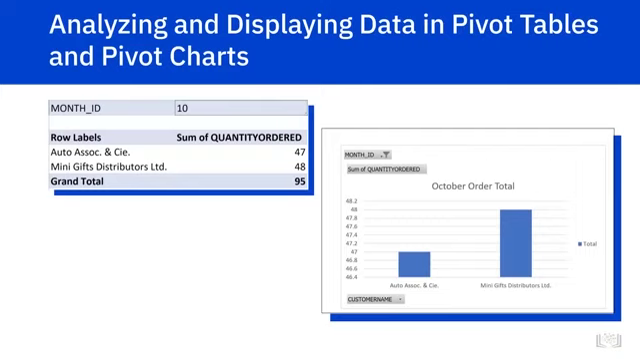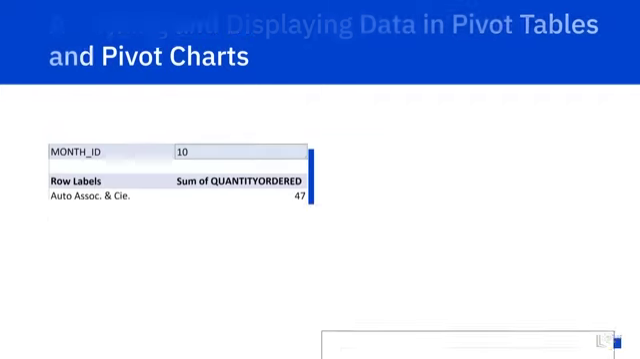From the original table of data, we create a pivot table to organize and analyze the required data, along with a pivot chart to display the information. By then adding the month filter to the newly created pivot table, we can see the results for the month of October not only in the table, but the changes are automatically updated in the pivot chart.